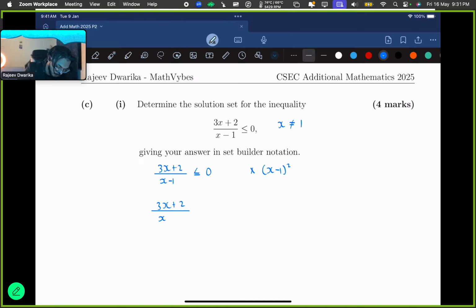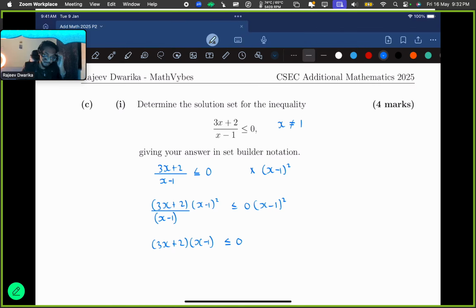So again, I'm not really skipping much working because I want this to benefit as many people as possible. I just try to move a little faster. On the right hand side, 0 by anything is what? 0. And then x minus 1 squared is the same thing as x minus 1 by x minus 1. And so this x minus 1 will cancel off with 1 on top. Right, so on the left hand side, I'm going to end up with 3x plus 2 by x minus 1, and that's going to be less than or equal to 0.